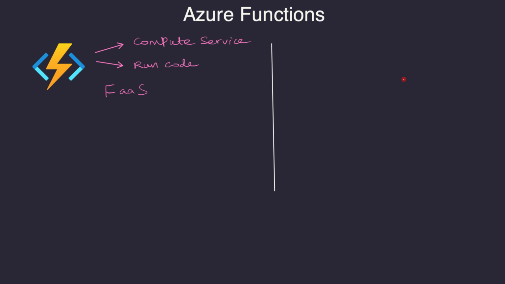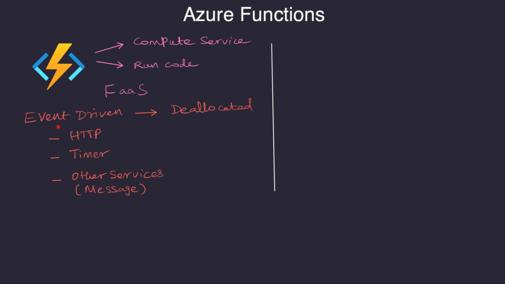Azure Function is one of the serverless compute services from Microsoft. With Azure Functions, you don't need to worry about the underlying infrastructure which runs your code. And Azure Function is sometimes referred to as function as a service. Azure Functions are event-driven. They can be triggered by an HTTP request or a timer or even a message from other services. And because Azure Function is event-driven, the underlying resources used to run this function can be deallocated when the function is not in use.